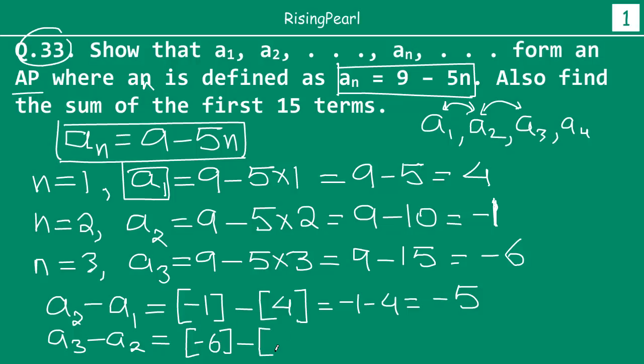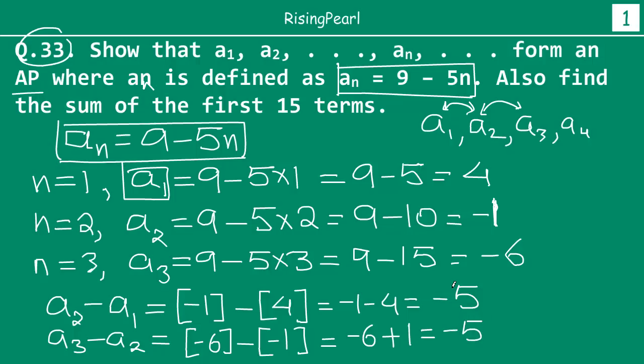minus, what is a2? That is minus 1. Minus 1. Make sure whenever you have negative of negative that you really put them in the square bracket, and you don't want to miss out the fact that the term a2 itself is minus 1, right? So when you remove the bracket, you will get minus 6. Minus minus will become plus 1. And this one will be minus 6 plus 1 is minus 5.